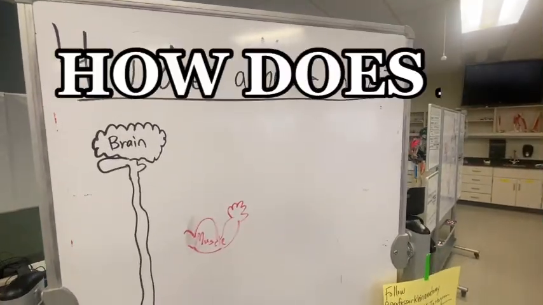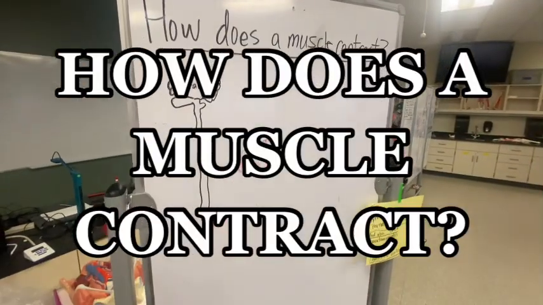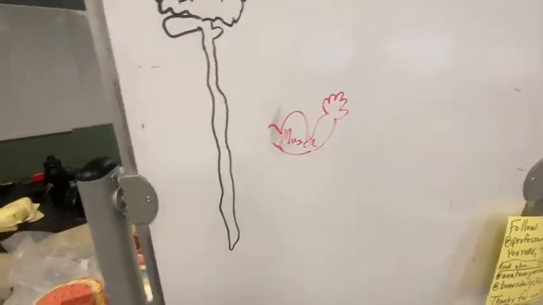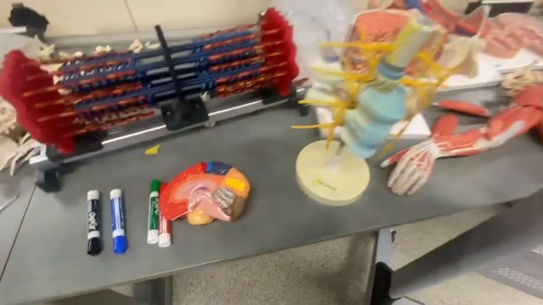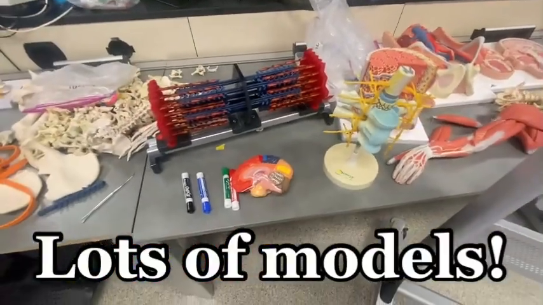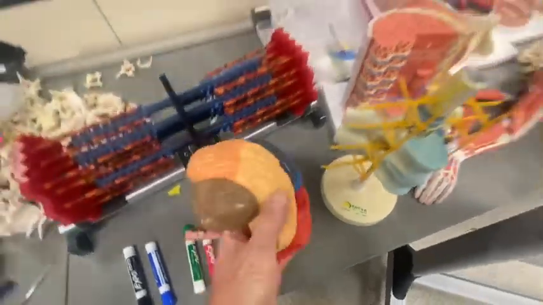All right, this is a video on how does a muscle contract, going all the way from the brain, spinal cord, out to the muscle. And I got several models here to work with you guys. But the first thing we're gonna start with is the brain.